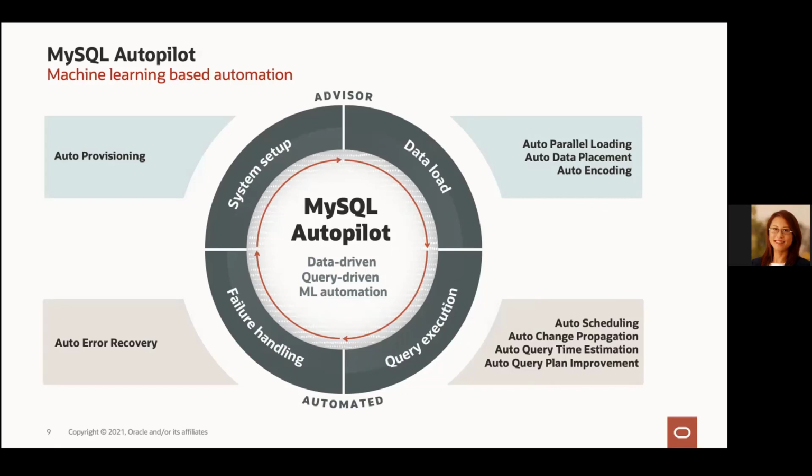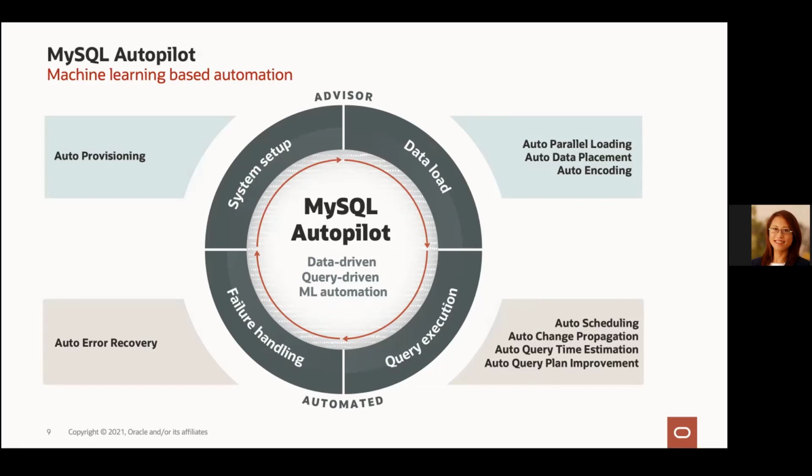So what auto data placement does is that we look at the history of the queries that you ran in the system and see if there are any columns that we should use for data placement to improve the overall performance of the system. So when you run auto data placement, we will provide suggestions on the columns that should be used for data placement, and also an estimated performance improvement that you should expect to see.